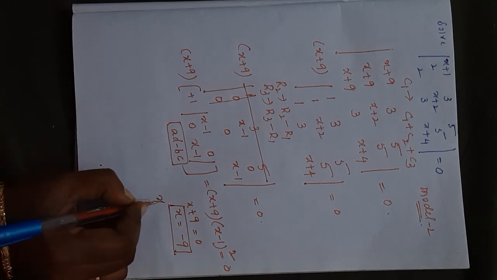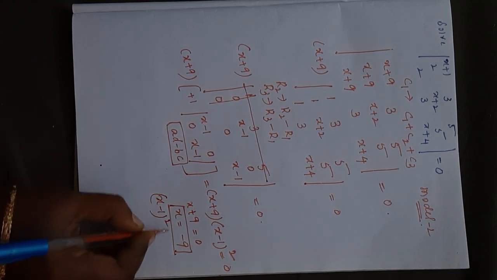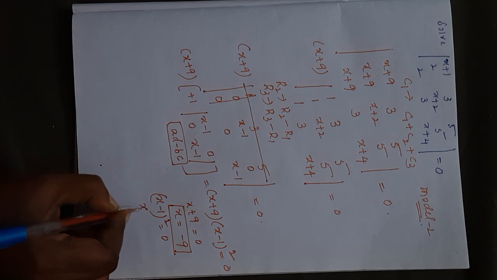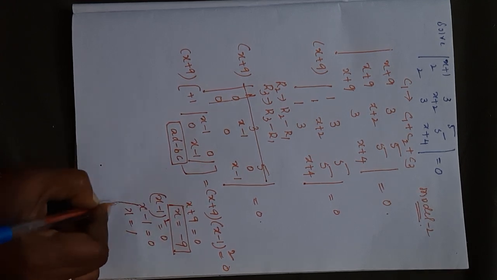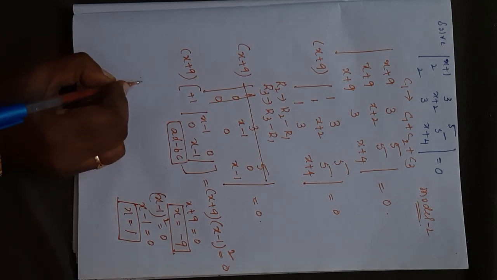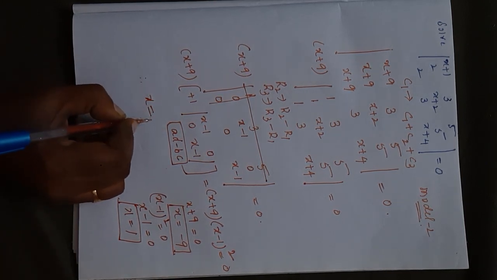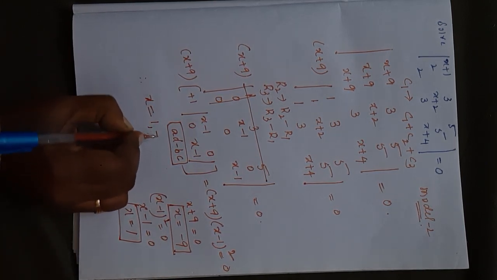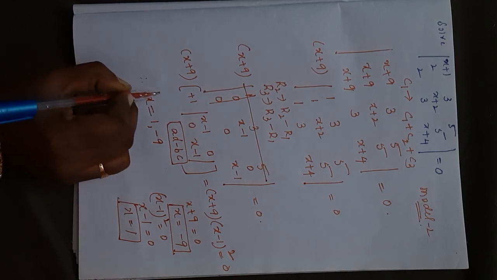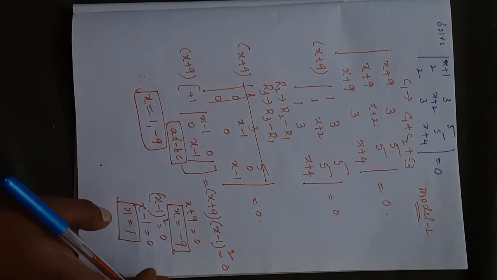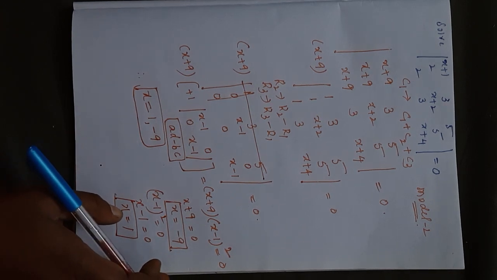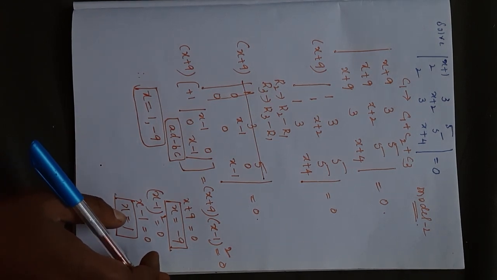Similarly, x minus 1 whole square is equal to 0. Therefore, x minus 1 equal to 0. X equal to 1. So for this question, you are getting two x values, that is 1 comma minus 9. So this is our final solution for the given question. Like this, you have to solve any question by using model 1 process or model 2 process.